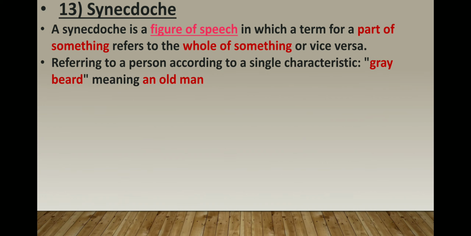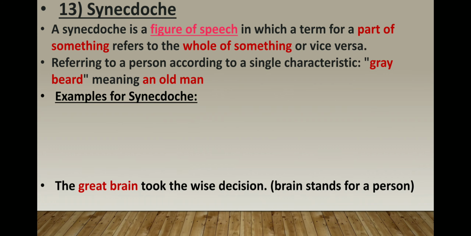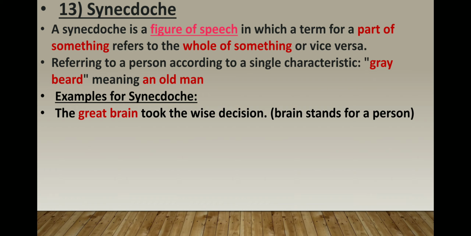Referring to a person according to a single characteristic. Here, grey beard meaning an old man. मतलब किसी old man के लिए the person with grey beard बोला जाता है, like that. Now examples will make it better. First example, the great brain took the wise decision. Here the part of the body, brain, is used for the person. So brain stands for a person. So the word great brain is used for an intelligent person.